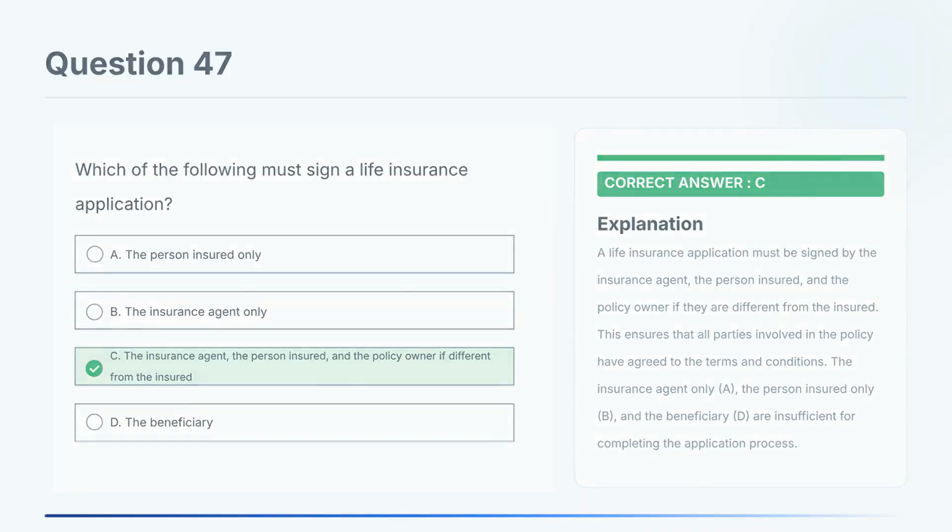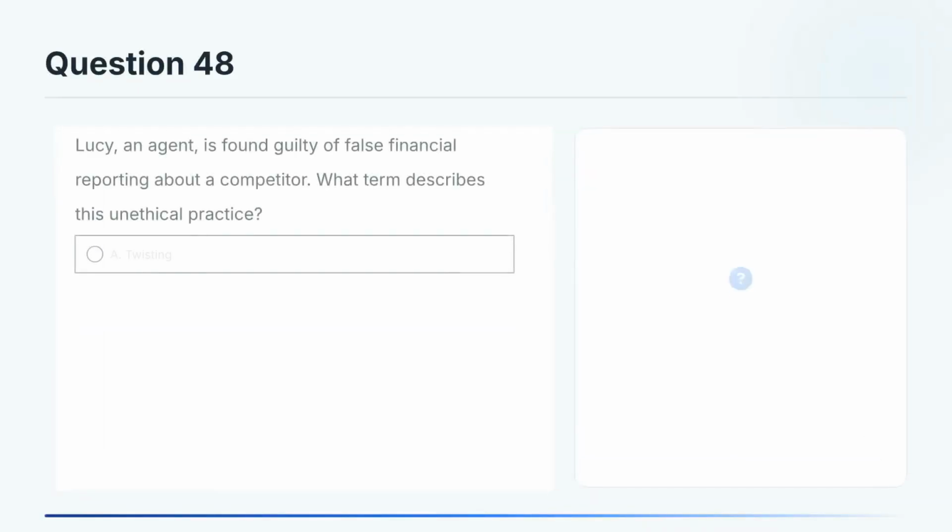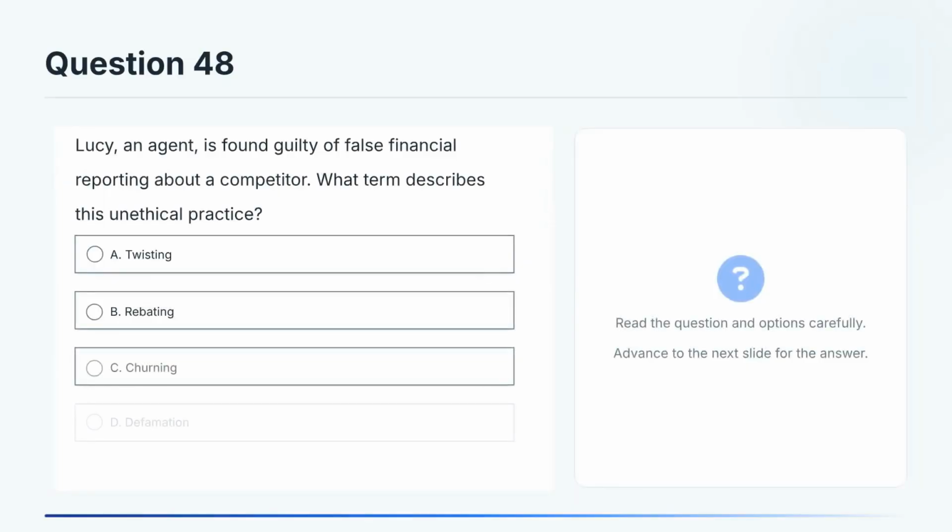Question 48. Lucy, an agent, is found guilty of false financial reporting about a competitor. What term describes this unethical practice? A. Twisting. B. Rebating. C. Churning. D. Defamation.